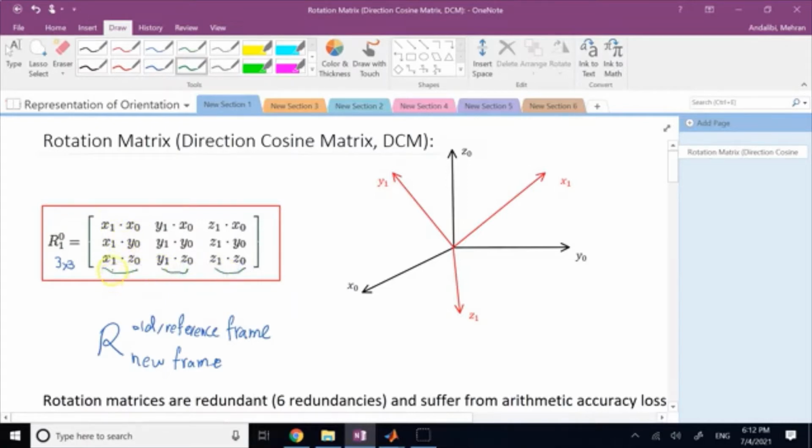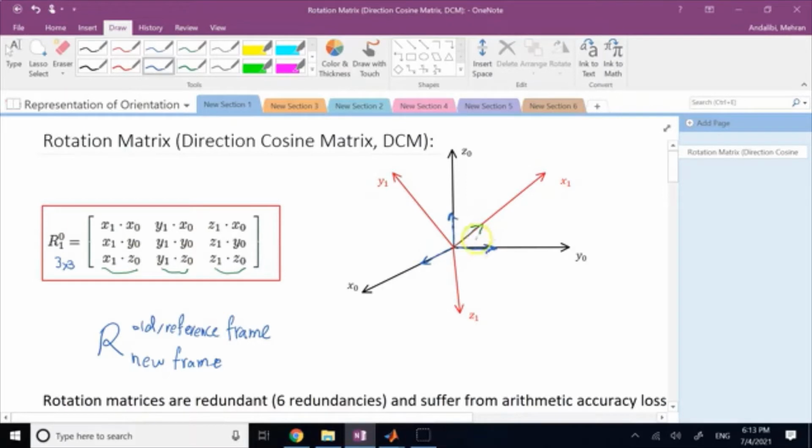What is column 1? If you look at column 1, it is basically the unit vector along the x1 axis, described in terms of x naught, y naught, and z naught. So you describe this green vector in terms of these 3 blue vectors, these unit vectors that are along the original system.